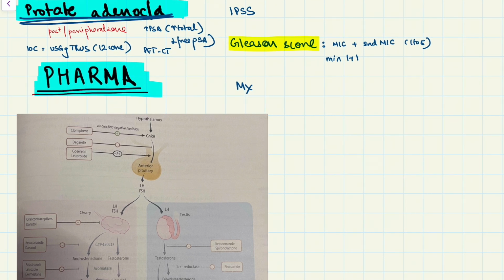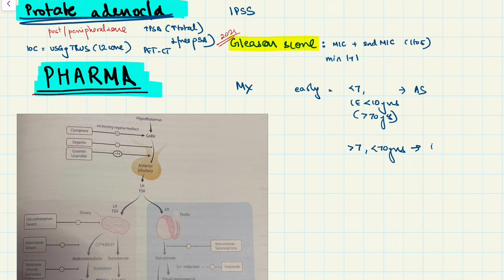Now, what you need to know is the management. This was asked in last year's INI-CET or NEET, either of the two exams. So, in early prostate cancer, if the Gleason score is less than 7 or the life expectancy is less than 10 years, that is, the patient is more than 70 years of age, then nothing needs to be done, just active surveillance is sufficient. While if the Gleason score is high, that is more than 7, or the patient is young, that is less than 70 years of age, then radical prostatectomy needs to be done, right?